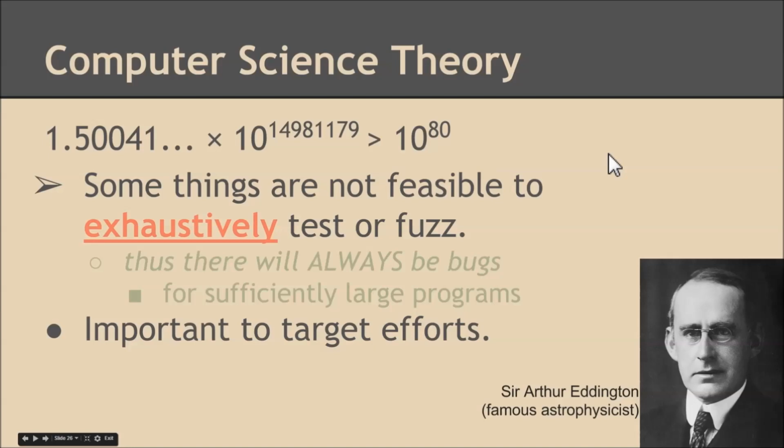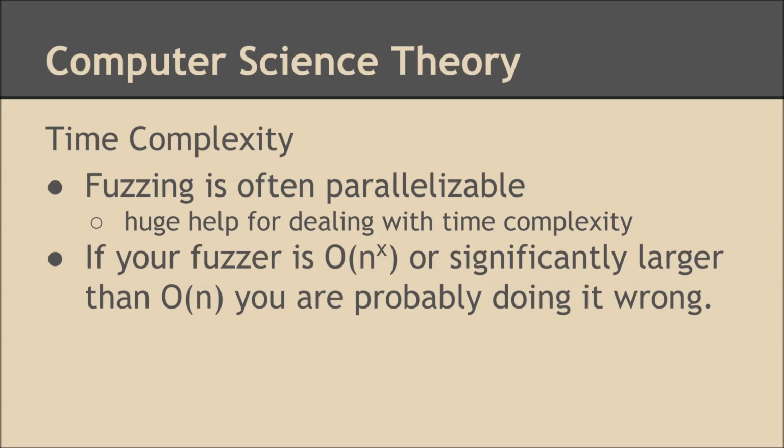It is also important to target your efforts in minimizing the amount of time these things take. Fuzzing is often parallelizable, and this is a huge help in cutting down the amount of time it takes. If you are just running sequential fuzzing, just one test is going to take forever. It makes no sense to do it that way. In fuzzing design, if your fuzzer takes significantly larger than big O of N of your input space, you're probably doing it wrong.